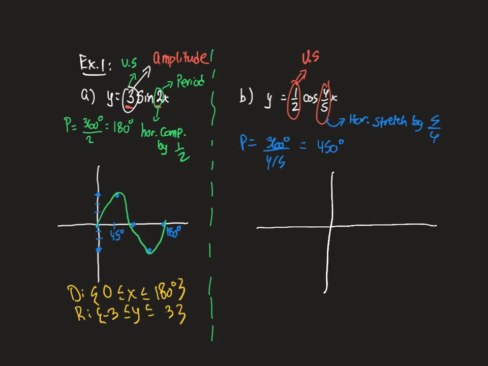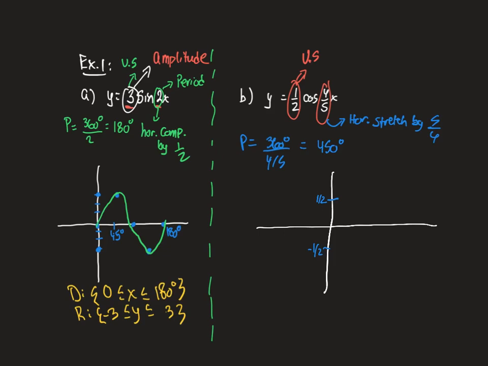Now, the difference between a sine and a cosine function is the sine function starts at your 0 and keeps going. Your cosine function, on the other hand, starts from the maximum. So remember, we're going to be starting at 1/2. Minimum, negative 1/2, and I know it's going to go till 450. So the rules for cosine are the opposite case.